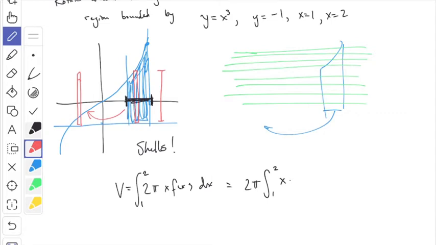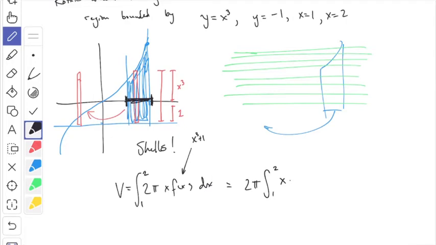Anybody got an idea? What should it be? Yeah, x cubed plus 1 is correct. X cubed is the distance from the curve to the x-axis. But in this picture, we also have this much extra height to the shell, which is 1 extra. So my f of x in this case is x cubed plus 1.